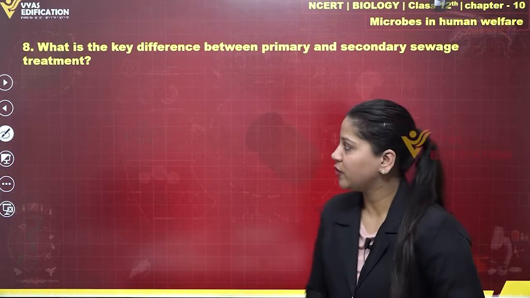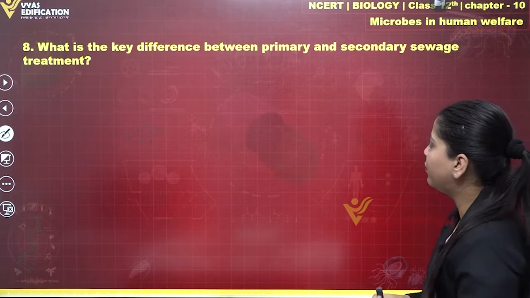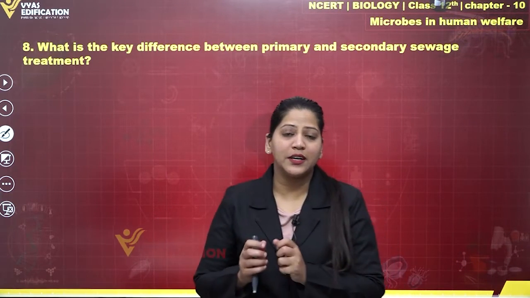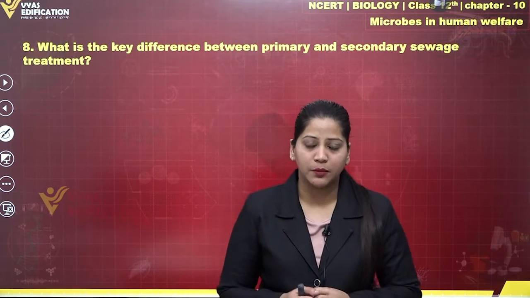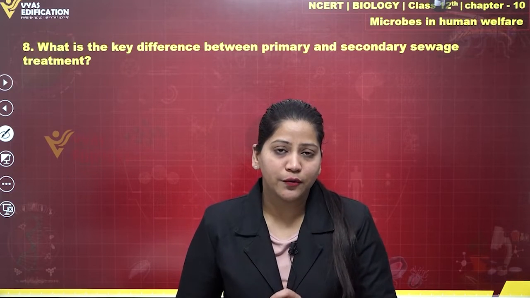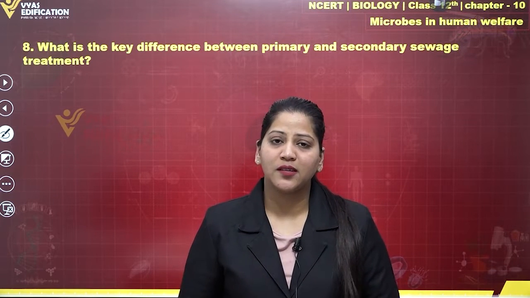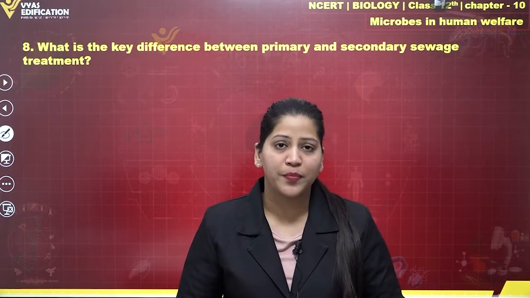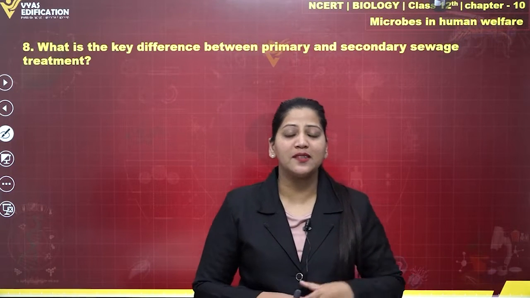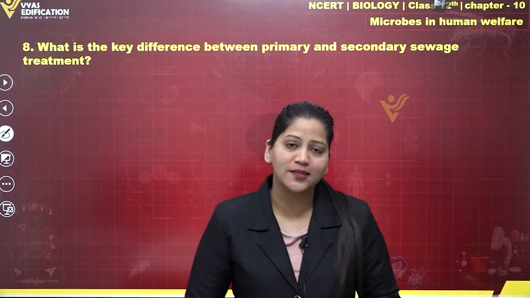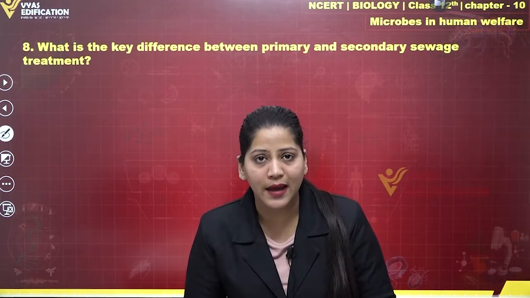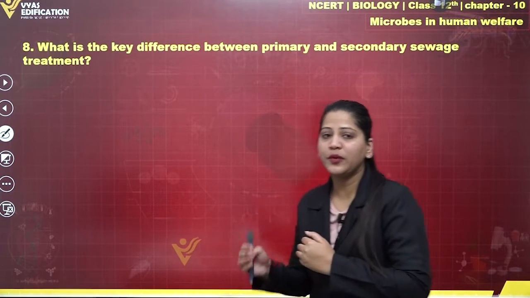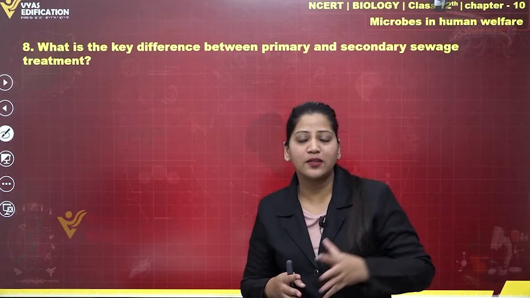Now let's discuss the next question, question number 8. What is the key difference between primary and secondary sewage treatment? So we have to talk about the differences between primary and secondary sewage treatment. What is primary sewage treatment? The primary sewage treatment is the mechanical process which involves the removal of solid waste from the sewage. Whereas secondary sewage treatment is the biological process which involves the digestion of organic waste present in sewage by bacteria. So this is the key difference between primary and secondary sewage treatment.